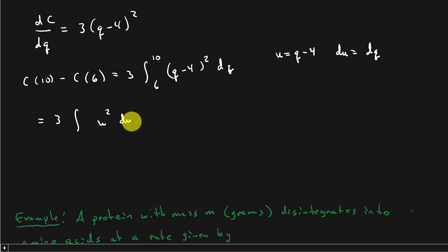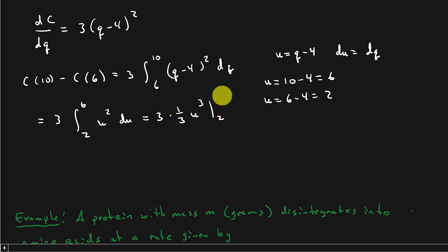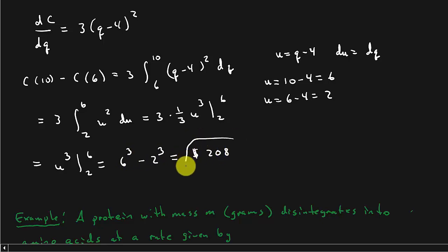And what do we have to do? What did we learn? We have to change the limits. So I'm going from 2 to 6. This is going to be 3 times 1/3 u cubed from 2 to 6. That's u cubed from 2 to 6, which is 6 cubed minus 2 cubed, which is $208.